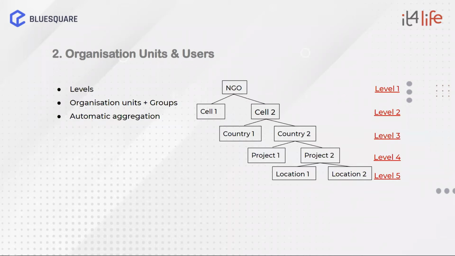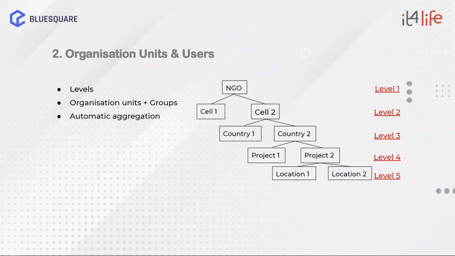I can have several cells. Each cell will be in charge of several countries. In each country, I can have several projects working in different locations. So usually it mimics the hierarchy of your organizations. So here, for instance, I have 5 levels. The organization, cell, country, project, and location.